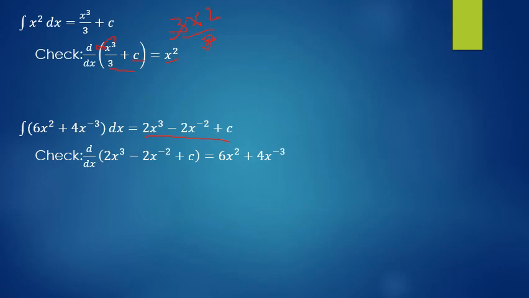So again, 3 multiplied to 2, that is 6. And then 3 minus 1, so that is 2 for the exponent. And then the same process here. So negative 2 times negative 2, we get positive 4. And then negative 2 minus 1, then we get negative 3 for the exponent. And again, c, the derivative of that is 0.